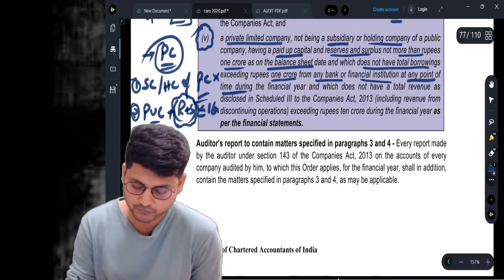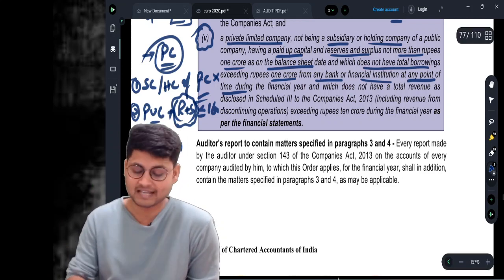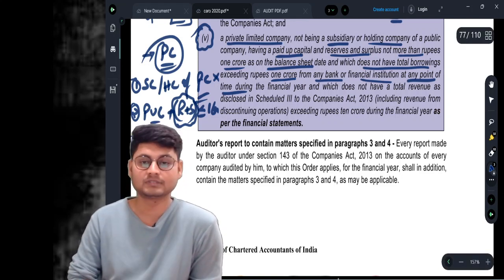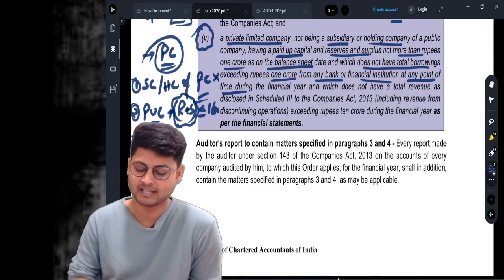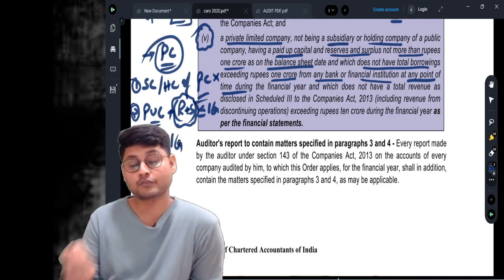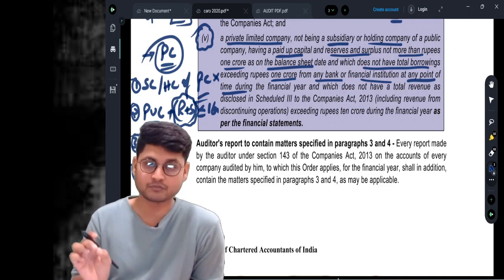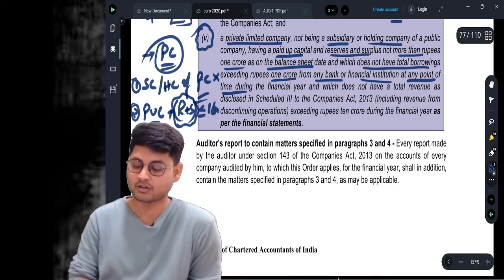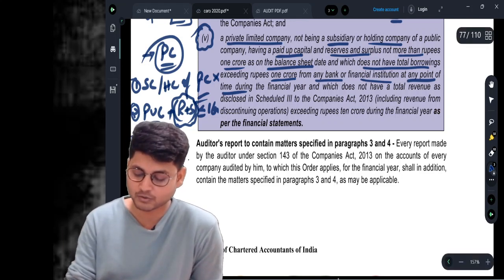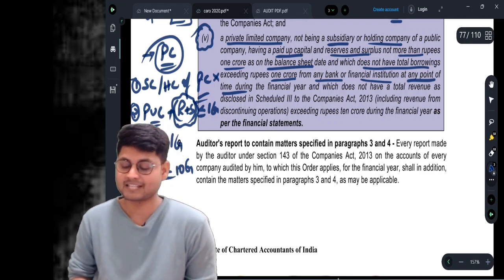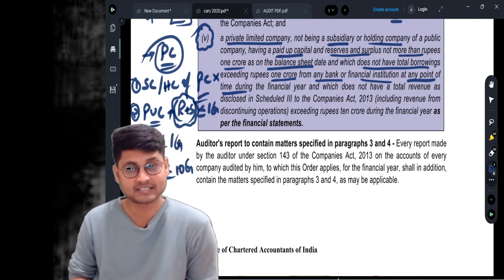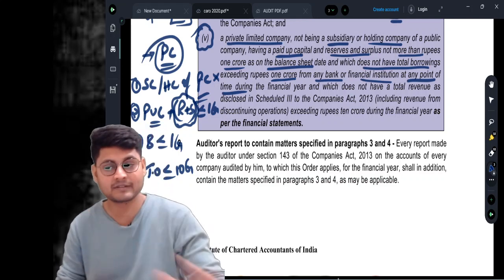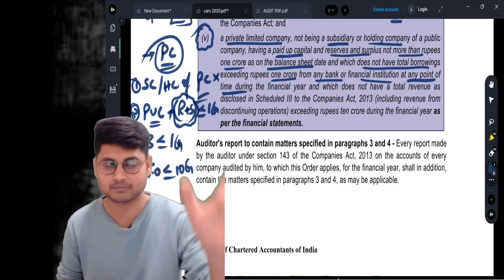Okay, point number 4, and the last one. It is turnover, in fact revenue. The total revenue is called turnover, and this turnover includes revenue from the discontinued operations also, and it shall not exceed, that is, less than or equal to 10 crore rupees during the year as per the financial statements. If these 4 conditions are satisfied, then for a private company, CARO 2020 is not applicable.